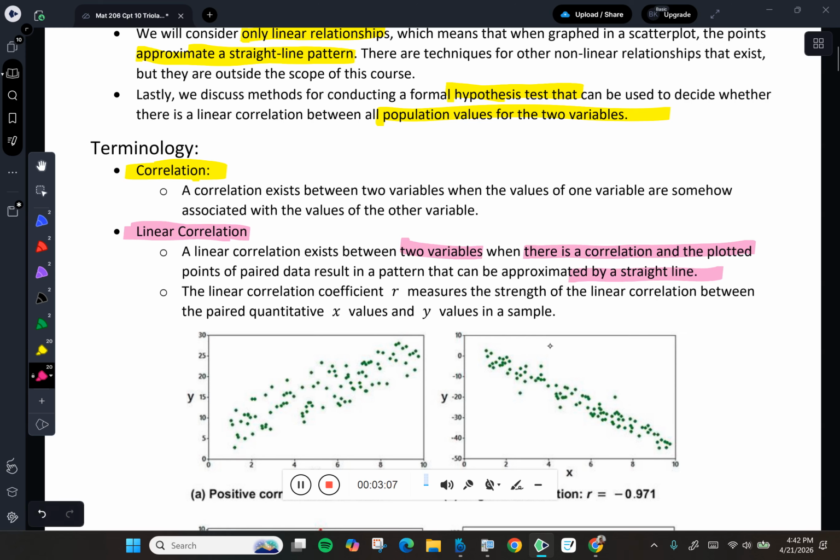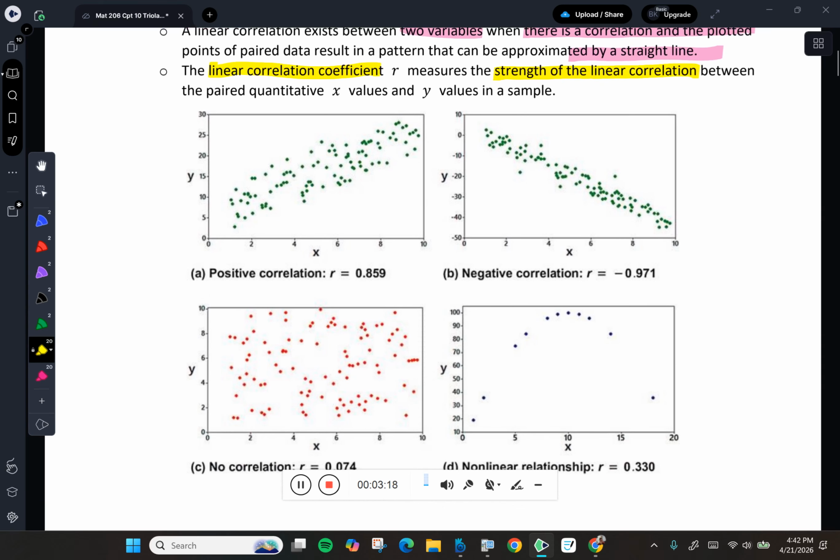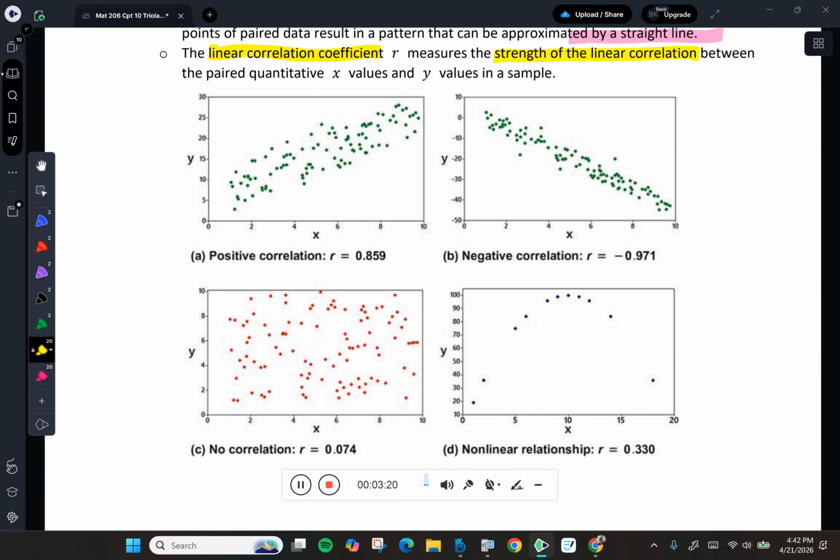Okay? The linear correlation coefficient that we're looking for is going to measure the strength of that correlation, right? So basically what we're saying here is, if someone gave you a bunch of data and you plotted it, and it looked like one of these four pictures right here, we could measure the linear correlation coefficient r to determine whether it is a strong correlation or a weak correlation.